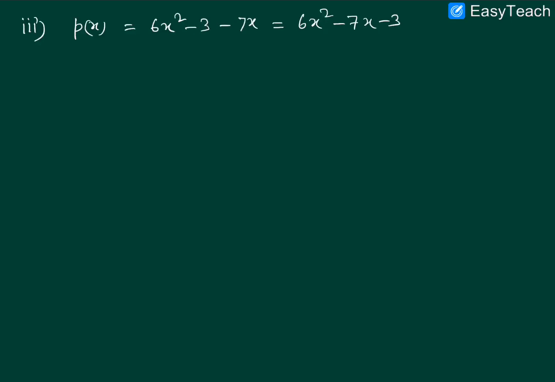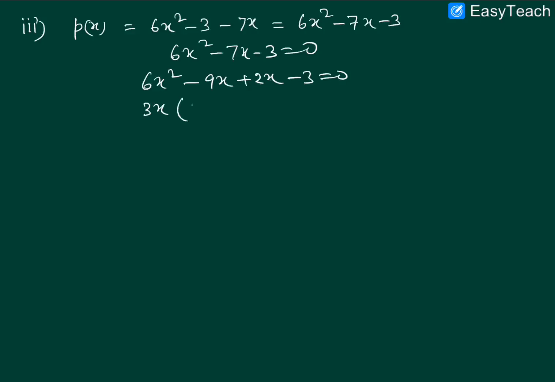Now, to get the zeros of this polynomial, we will equate this polynomial to 0. Then, by the method of splitting the middle term, we have 6x square, then 6 into 3 is 18 and 9 into 2 is 18, so minus 9x plus 2x minus 3 is equal to 0. Taking common, 3x is common. So, 2x minus 3 plus 1 common, 2x minus 3 is equal to 0.